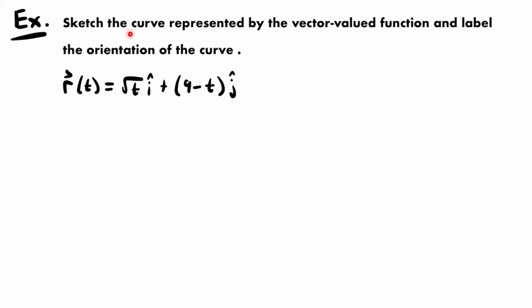First up, we want to sketch the curve represented by the vector valued function and label the orientation of the curve. And our vector function is r of t is equal to the square root of t times i plus the quantity 9 minus t times j. Okay. So the first thing that I notice about this vector function is that it only has two components, right? We have an x component and a y component, but no z component. The z component is completely missing, so we know that this vector function is going to represent a plane curve.